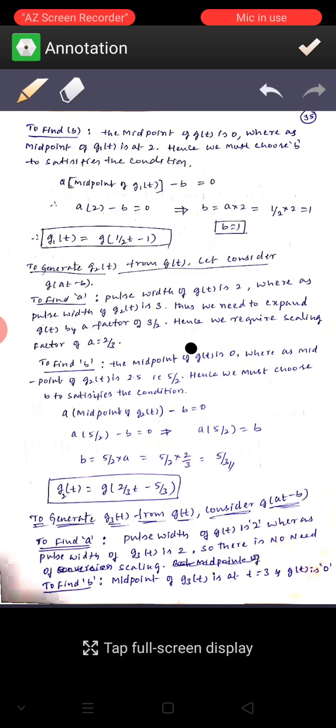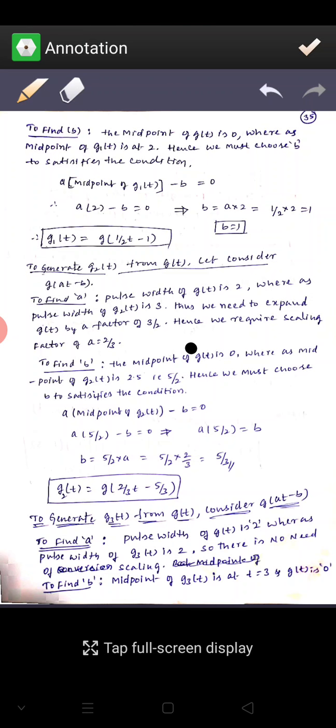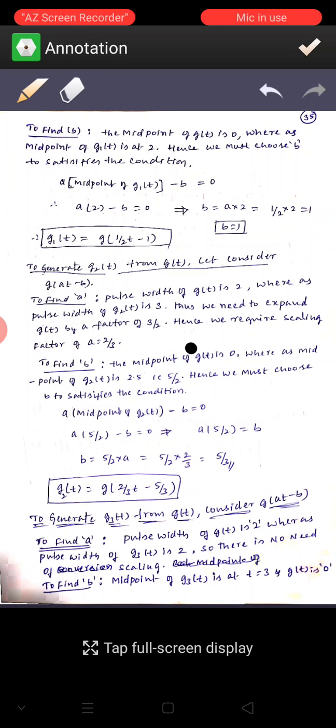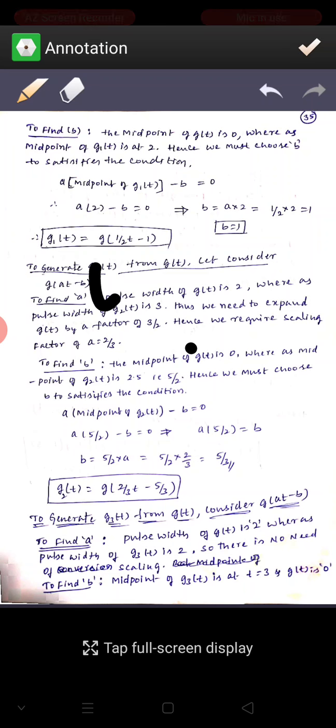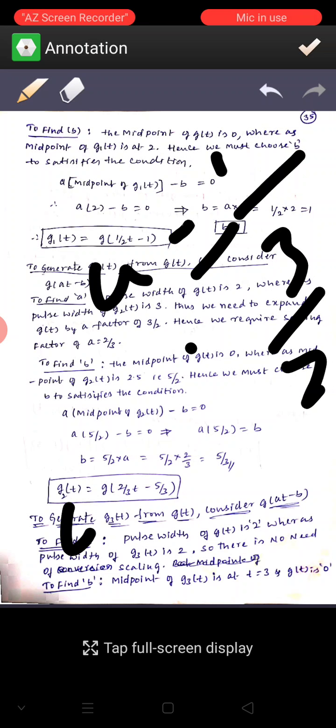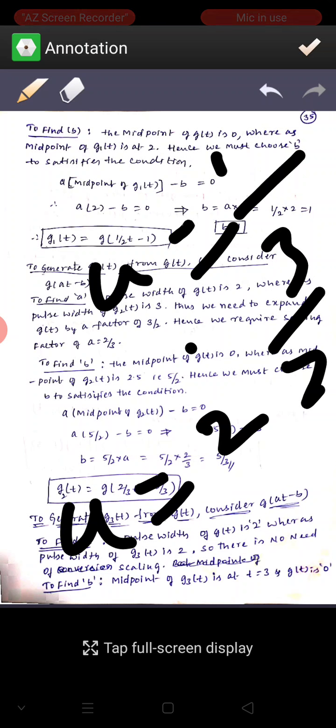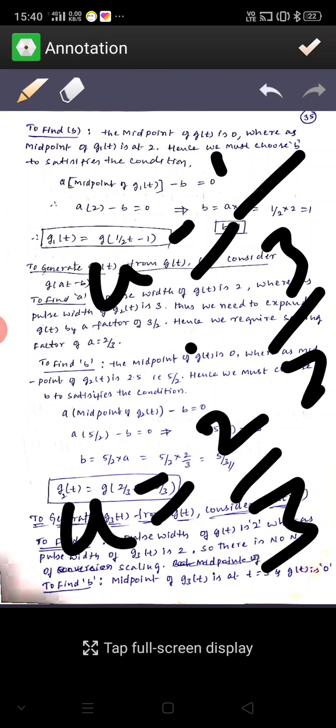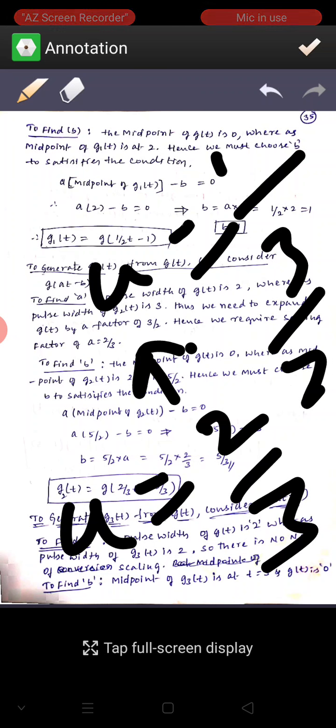Hence a is equal to the reciprocal of that value, so a is equal to 1 by 3 by 2, which can be written as a equal to 2 by 3. We found the value of a is equal to 2 by 3, as shown here.